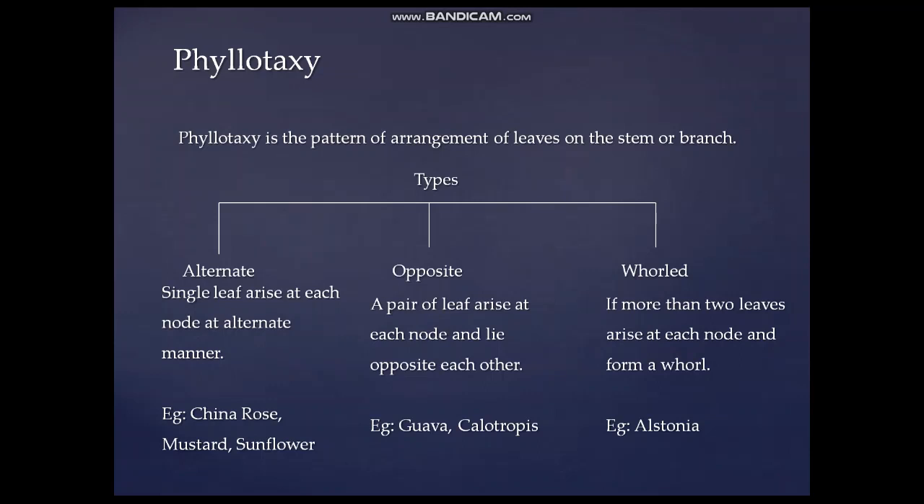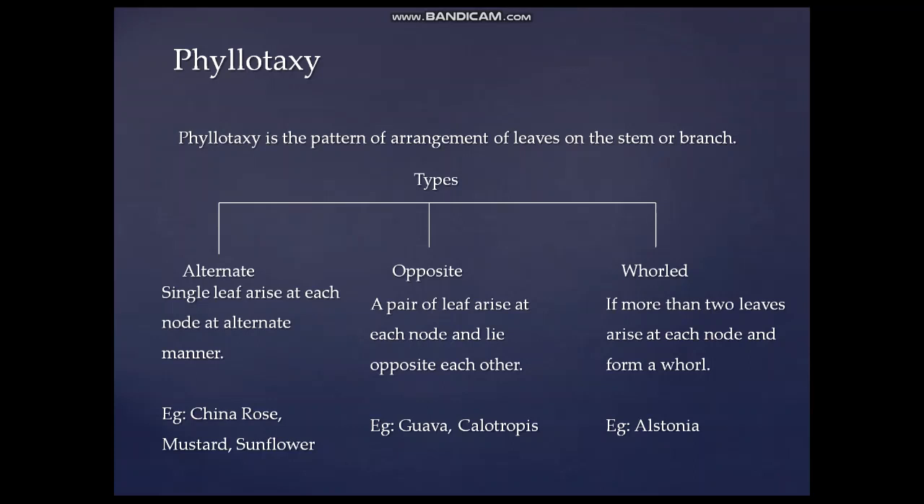So on the basis of phyllotaxy, it's of three types. Number one, alternate. Second, opposite, and third one is whorl. In case of alternate, a single leaf arises at each node in an alternate manner. Example, China rose, mustard, and sunflower.